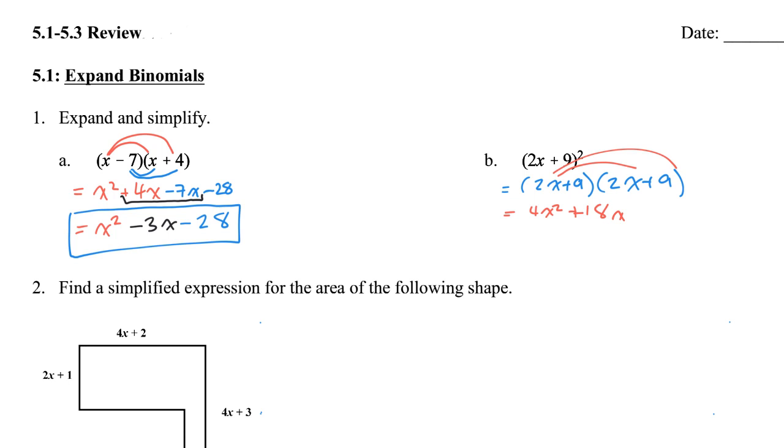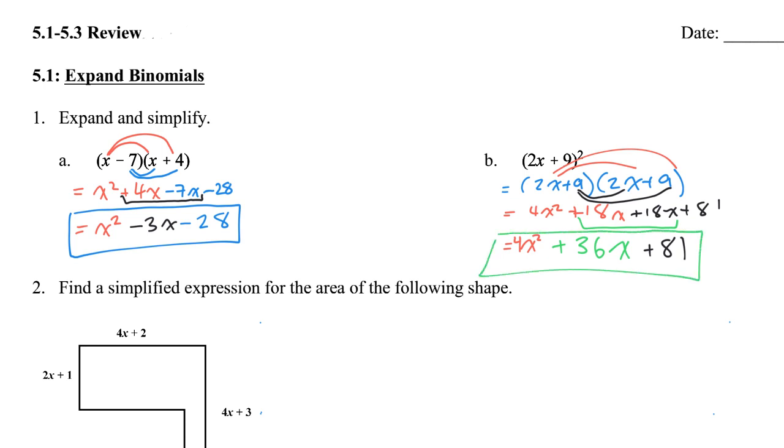And then we're going to take our 9 from the first bracket and multiply it by everything in the second bracket to get this. And now all we have to do, just like before, is make sure that we add the middle term. So now we have the following. And we got 4x squared plus 36x plus 81. Okay, and now let's move on to our next concept of the day.